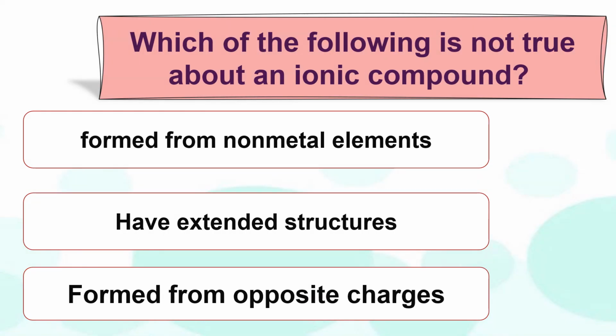Which of the following is not true about an ionic compound? Formed from non-metal elements, have extended structures, formed from opposite charges. The answer is formed from non-metal elements. That's not true. The ionic compound is formed from a non-metal and a metal.